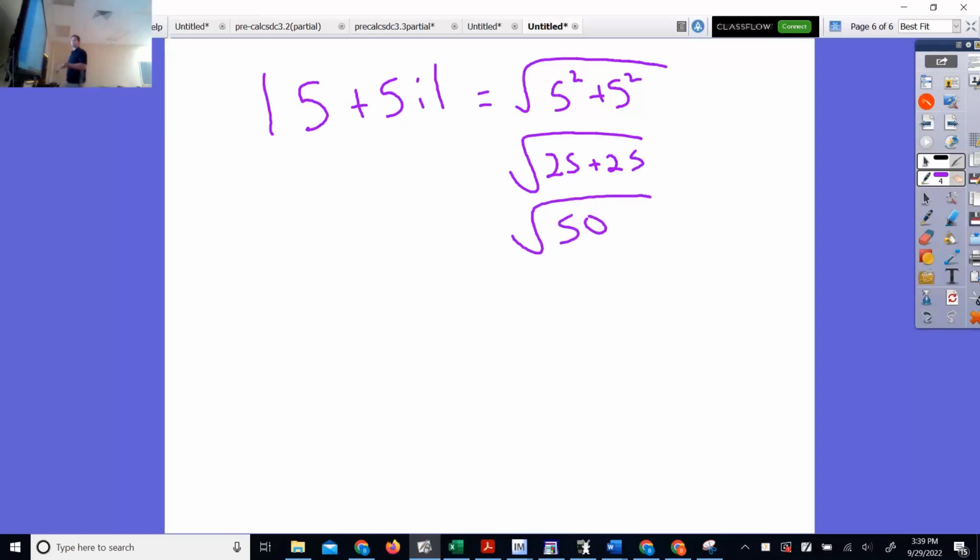Now, another way of doing this one is thinking about how many 25s it took you to get 50. It took 2 of them. That's the root of 2 25s. And the root of 25 is 5. 5 square roots of 2. That's my absolute value.